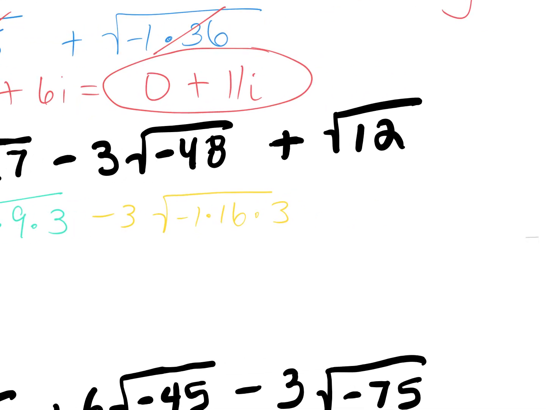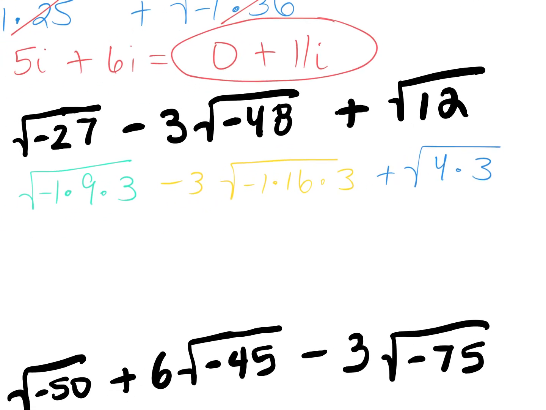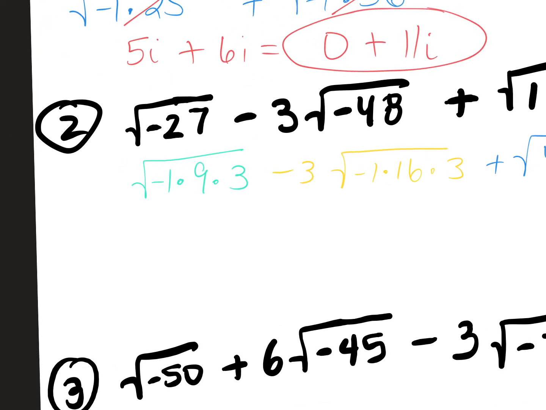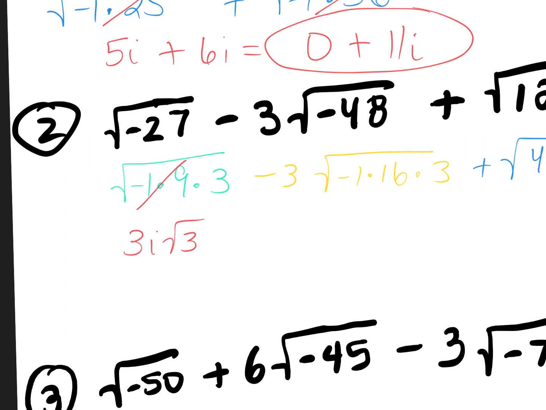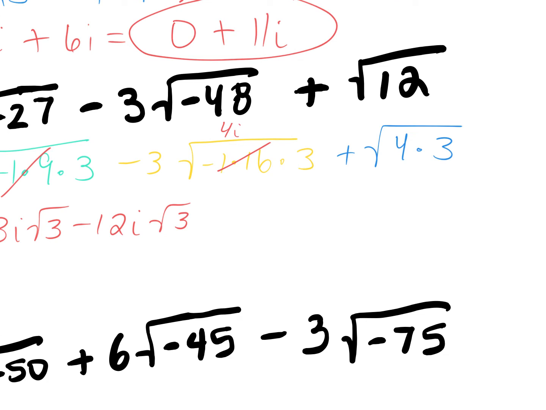And then lastly, what do you notice about the square root of 12? Is that positive or negative? Positive, so we don't have to worry about any i's. So break that up. Now when you go through to simplify, the square root of 9 is what? 3. And then the square root of -1 is i, so this is 3i root 3. Over here, I can take out what? Square root of 16 is 4, and the square root of -1 is i, so I have 4i. What do I do with 4i and that -3 out in front? Multiply, good. So I have minus 12i root 3. And then what does my blue simplify to?